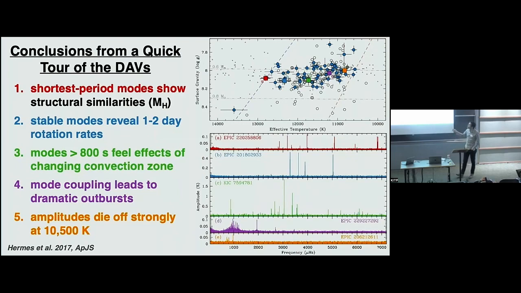The stable modes can give us their rotation rates. Most white dwarfs rotate between about 1 to 2 days. They're pretty boring. Fast ones are more exciting, like you heard about yesterday. The longer period modes start to feel the base of the convection zone, so they're harder to get seismology constraints on because you can't measure their periods as accurately. But this mode coupling is probably giving us outbursts. And so I think that's a good place to stop.